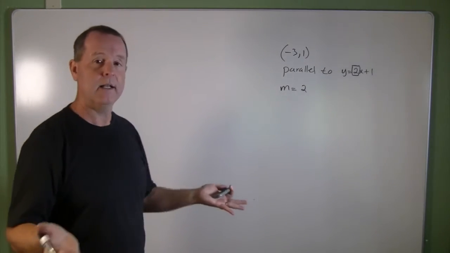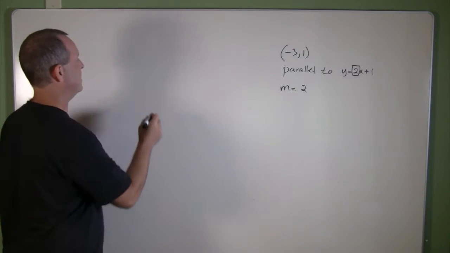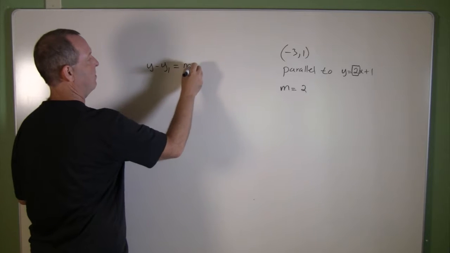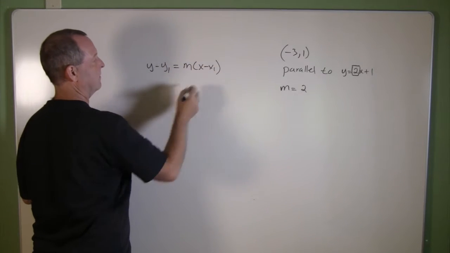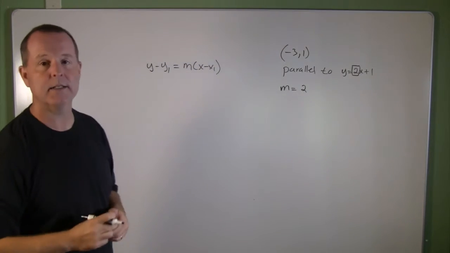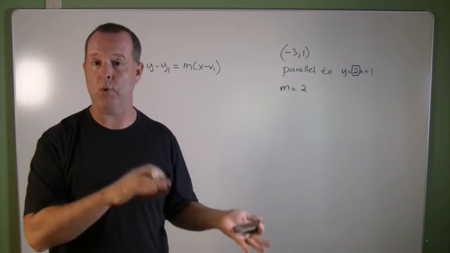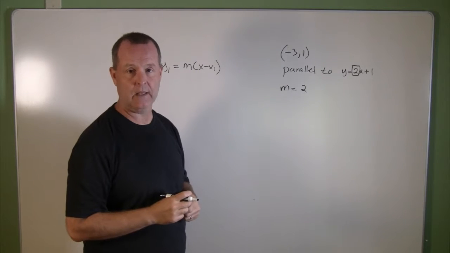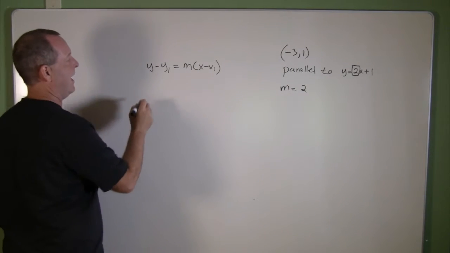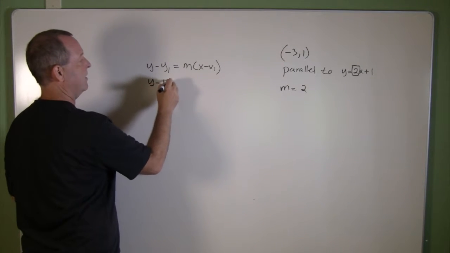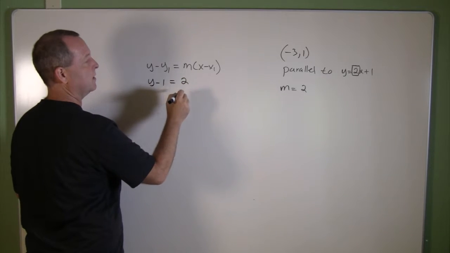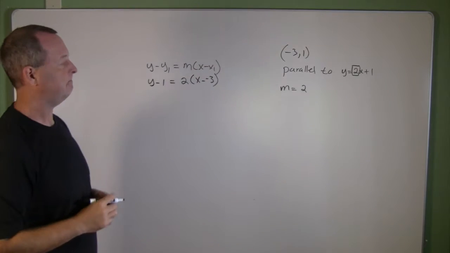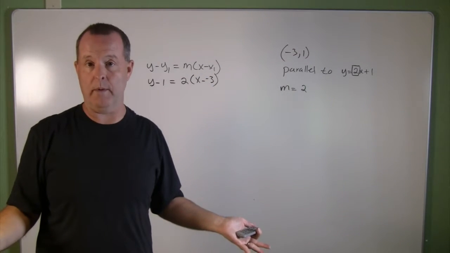So from there, let's go ahead and use our point-slope form of the equation of a line, which is y minus y1 equals slope times x minus x1. Again, the x1 and y1 represent a known point we already have on the line. And we do. We know that this point is on the line. So let's fill in what we have. y minus 1 equals the slope, which is 2, times x minus negative 3. There's my point-slope form of the line.